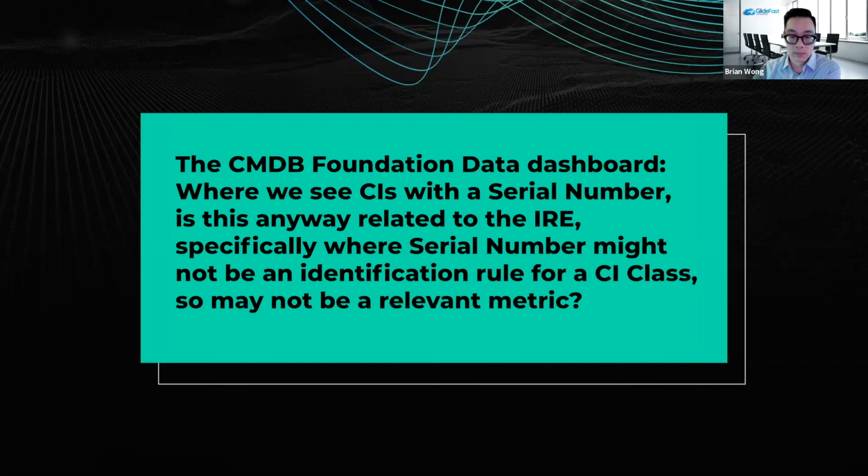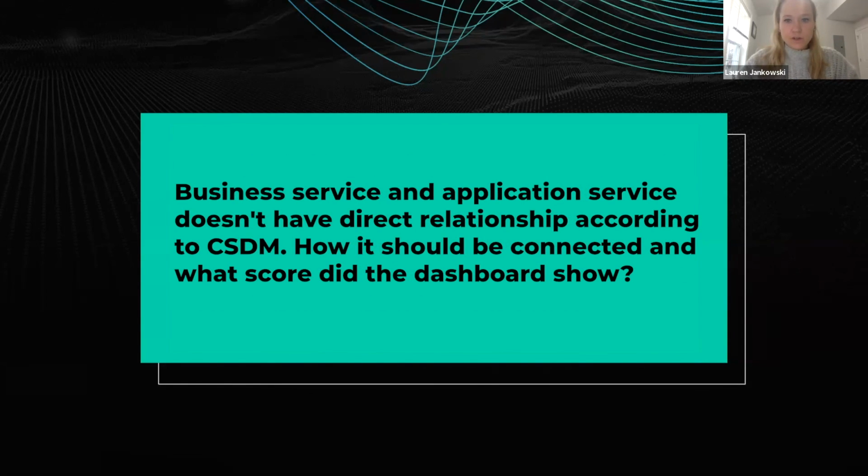Awesome. Looks like we have another question. Business service and application service don't have a direct relationship according to CSDM. How should it be connected, and what score did the dashboard show?